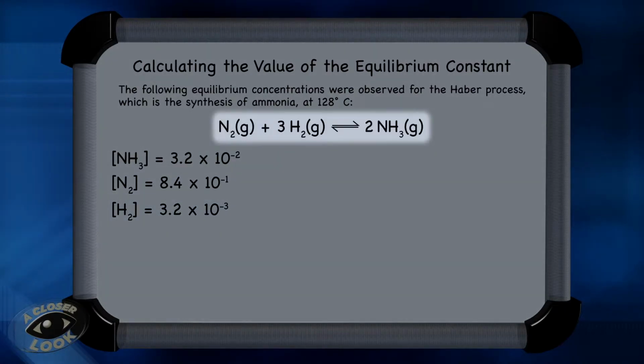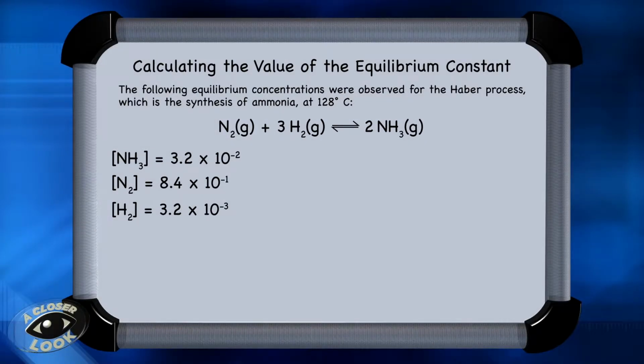Here is the balanced equation for the reaction at equilibrium, which we can tell by the double arrow. These are equilibrium concentrations that are given to us. That is very important because an equilibrium calculation has to have equilibrium concentrations plugged into the equilibrium expression before we can solve for K sub C.